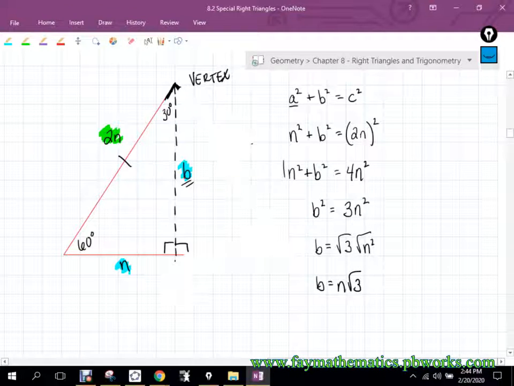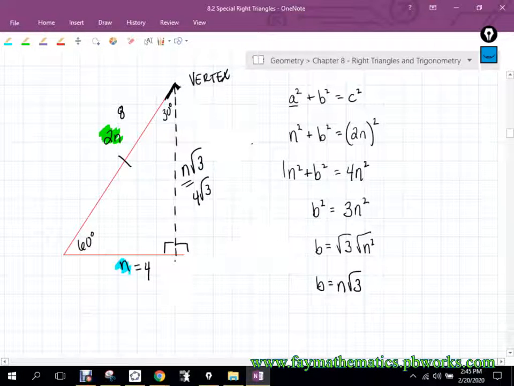So now I get b, this side here, to be whatever n was, times radical 3. So if we go back through and we say, okay, well, n was 4, 2n was 8, this side here would be 4 radical 3. And now I'm able, based off of one dimension, one distance on that triangle, I'm able to find all three.